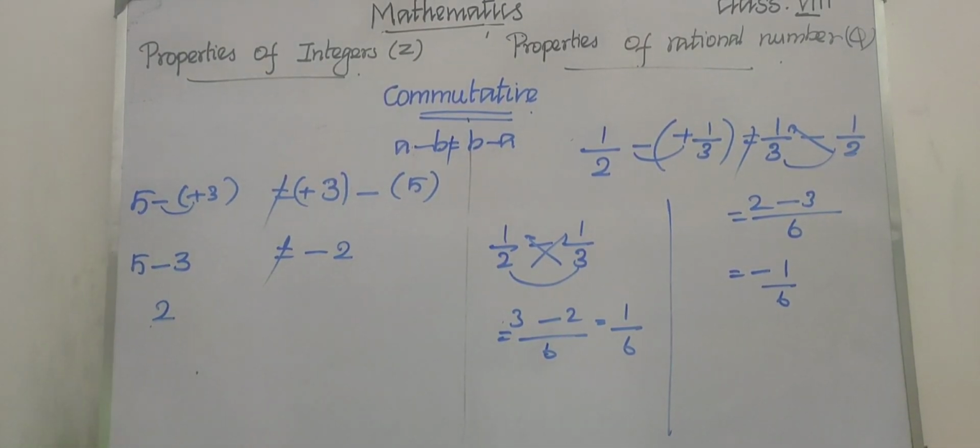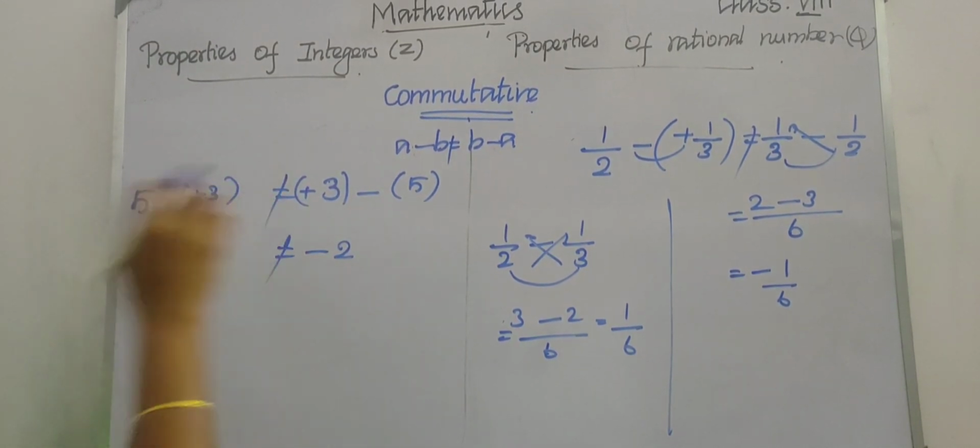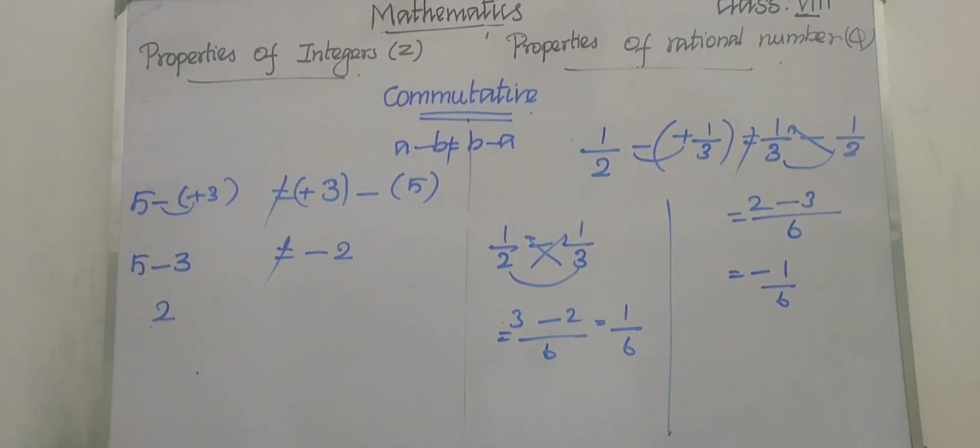Okay children, is it clear? So addition of rational numbers and addition of integers are commutative, while the subtraction of rational numbers and also subtraction of integers are not commutative. Okay children, is it clear? Okay, let us see about the multiplication.